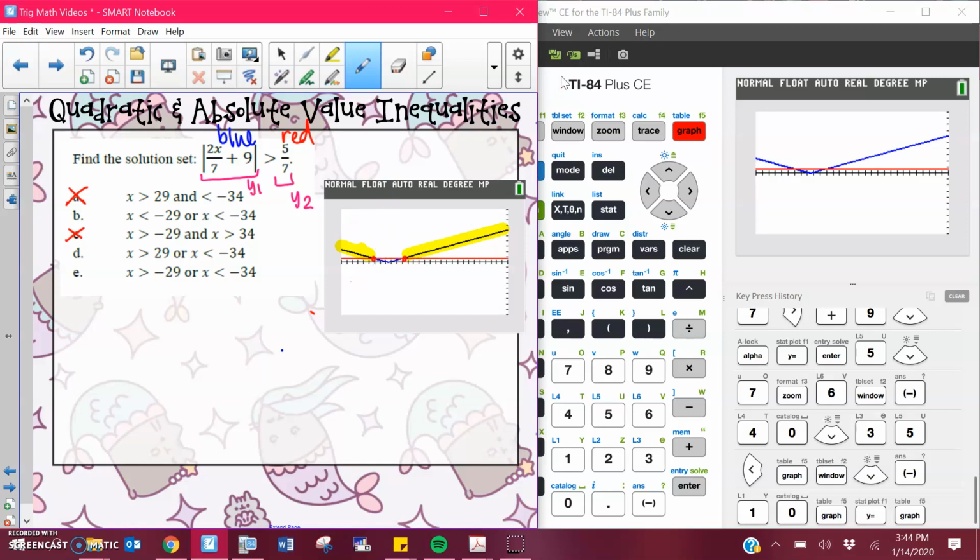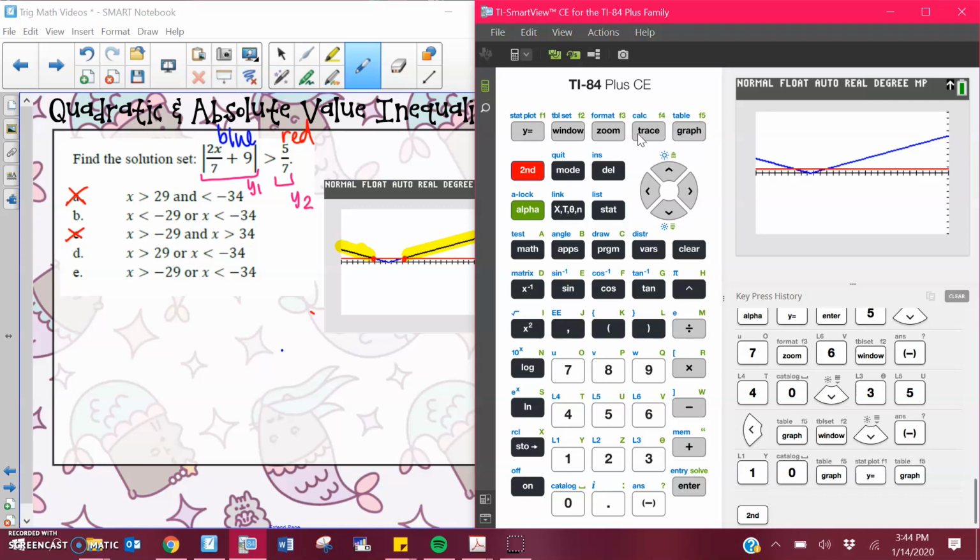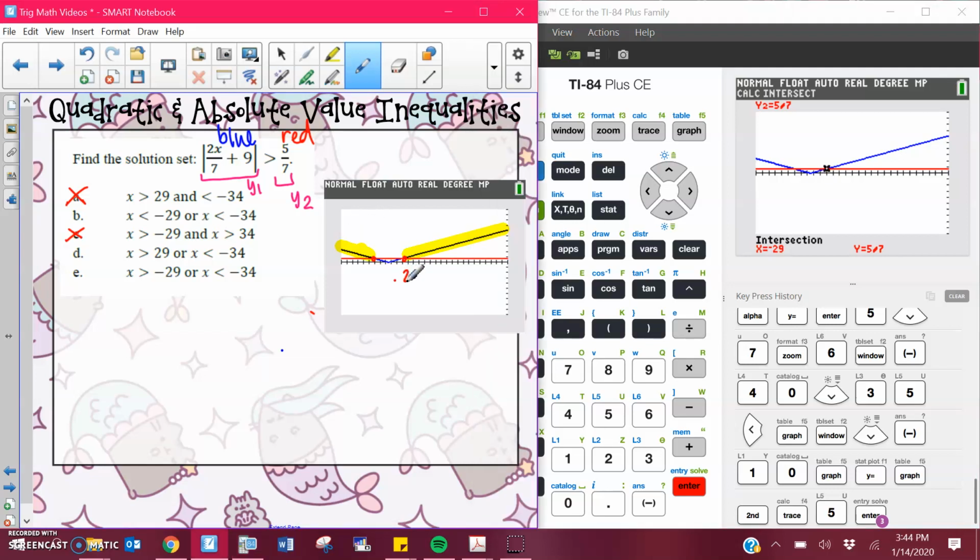So now you go in and actually find those points. You're going to hit second trace number 5. That's the intersection point. And honestly, for the sake of time, just press enter 3 times at this point and find that value. It's negative 29. So I know that this right here is negative 29. And I would assume that that other one is negative 34 looking at the answer choices. But I know that this is bigger than negative 29. So I want this symbol. I don't want that one that has a positive 29, and this one says less than, so it's got to be E.